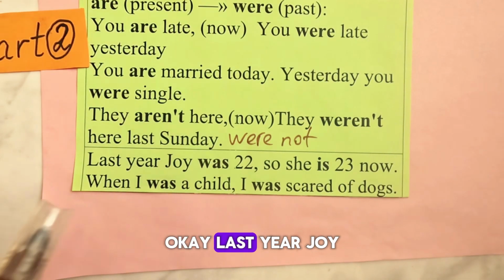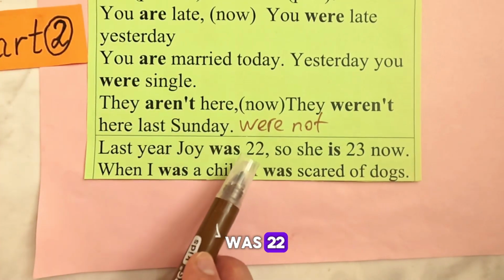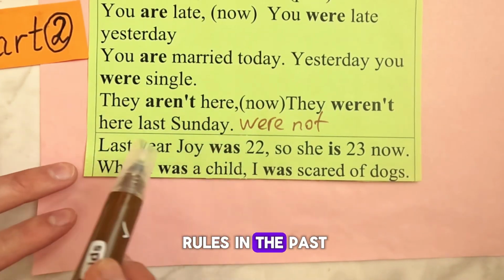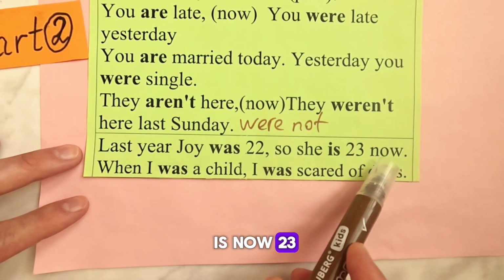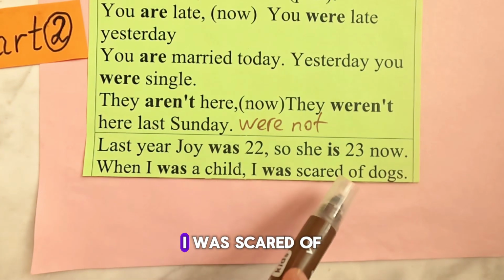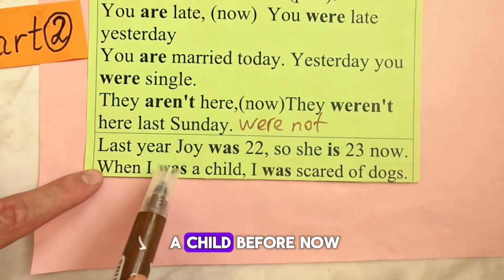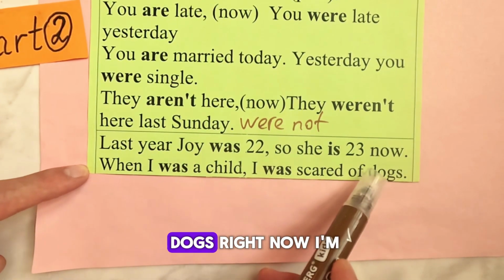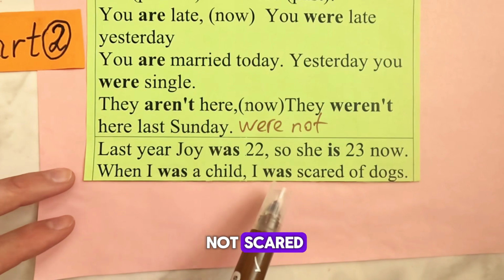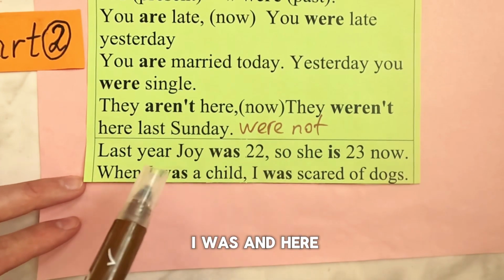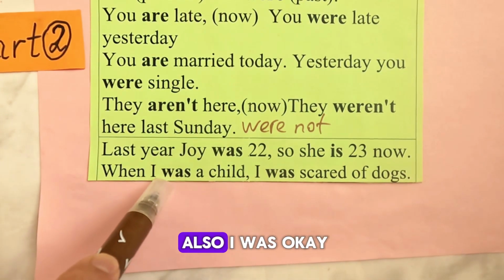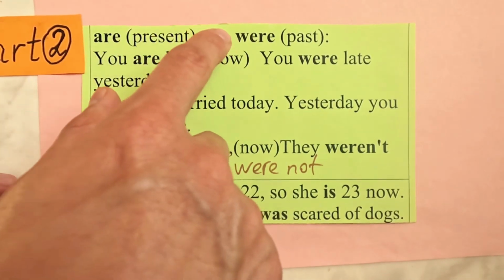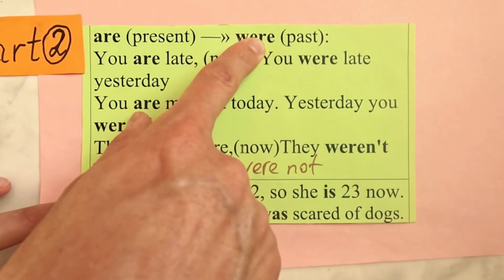Okay. Last year, Joy was 22, so she is 23 now. Was in the past, is now 23. When I was a child, I was scared of dark. When I was a child, before now, I was scared of dogs. Right now, I'm not scared, but in the past, I was. The main pattern is here, are becomes were.